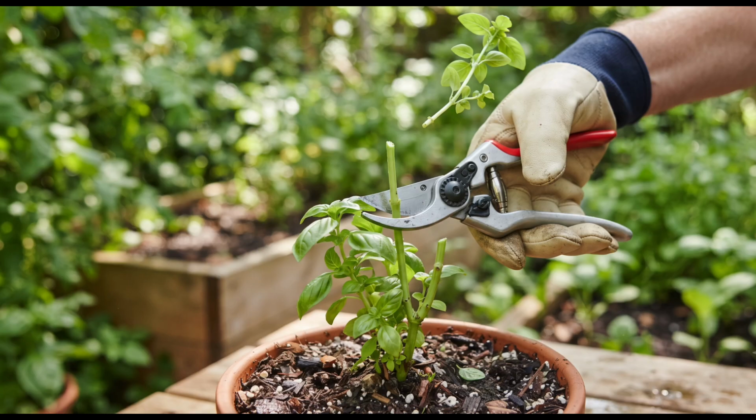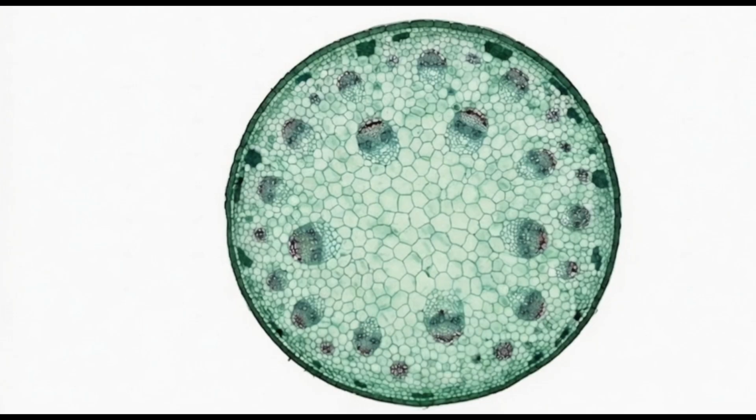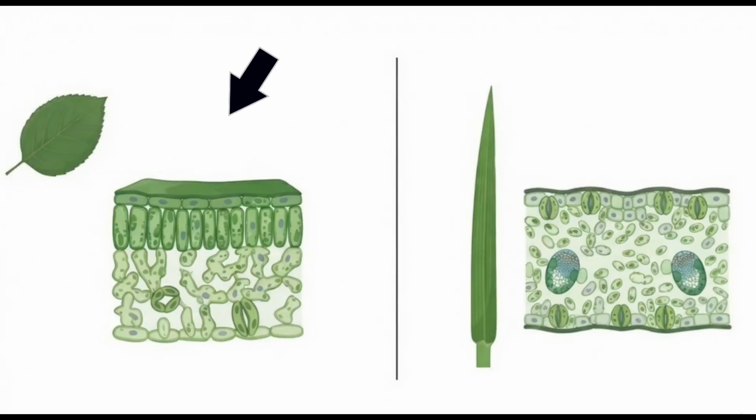If you cut open a stem or root, the arrangement of these systems instantly tells you if you are looking at a dicot or monocot. In dicot stems, vascular bundles are arranged in a neat, beautiful ring. In monocot stems, they are scattered everywhere. Leaves are different too. Dicot leaves are dorsiventral, meaning the top and bottom look different, while monocot leaves like grass are isobilateral, looking the same on both sides.